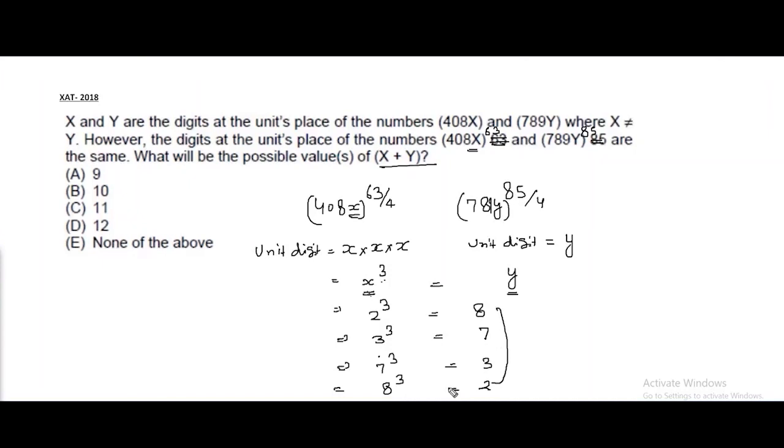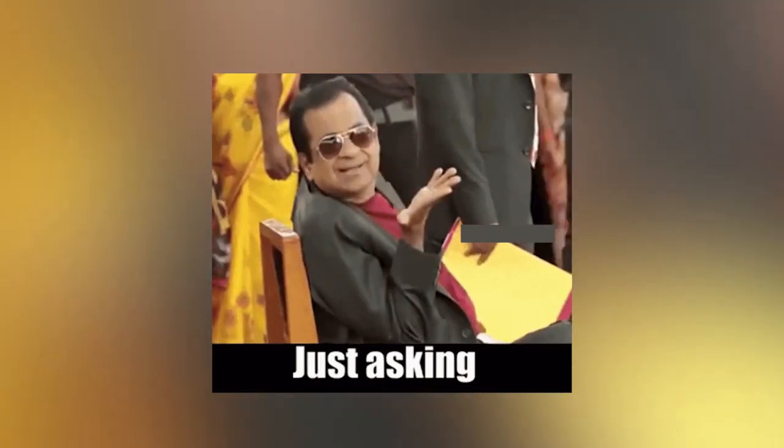Okay. I cannot take 9. 9 cube will also be 9. What is being asked? It asks what is the value of x plus y?